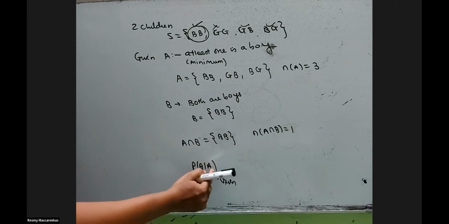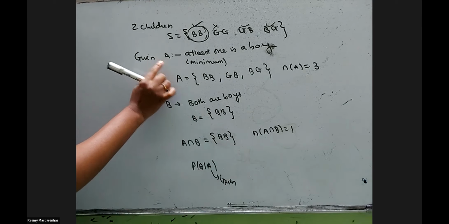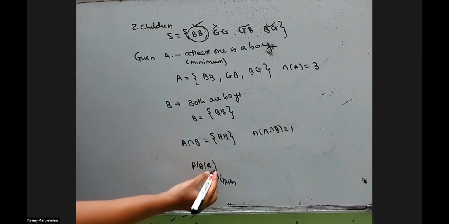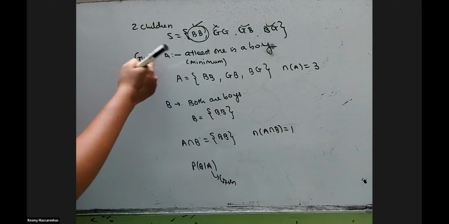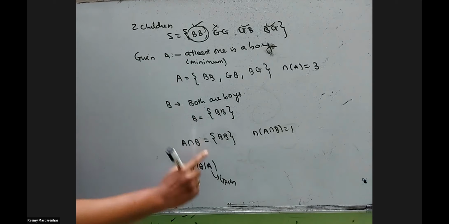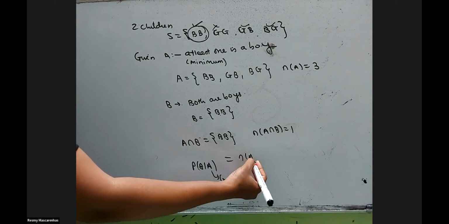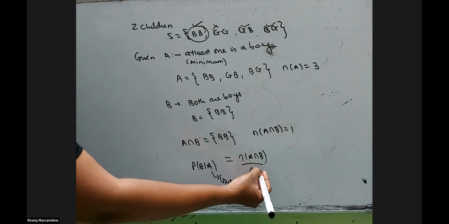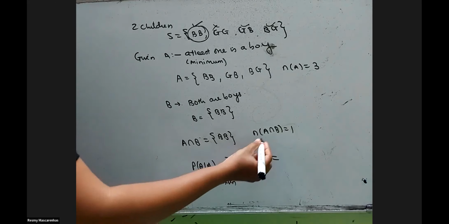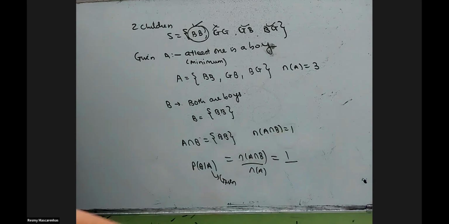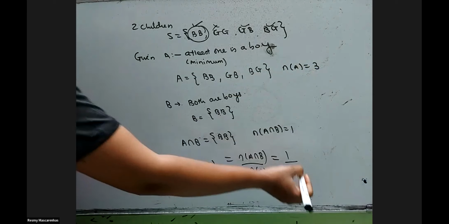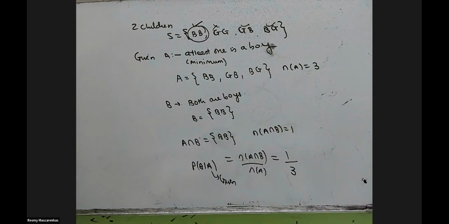Given always goes here. If you had taken B as given, then B would come. Whichever letter you use, no problem, but make sure given always goes to the denominator. So n of A intersection B upon n of A. How many elements are there? Just one common element. n of A is 3. The answer is 1 by 3.